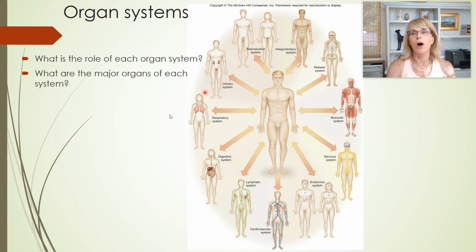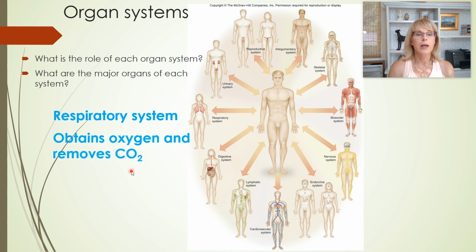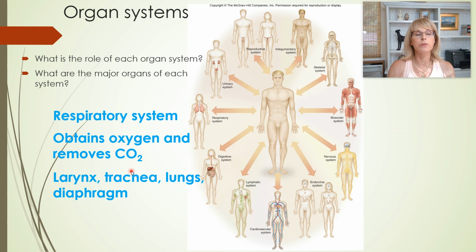So make sure you know all of these organ systems and the major organs of each organ system. For example, the respiratory system. What is its job? It obtains oxygen and allows us to exhale or get rid of carbon dioxide. Someone else might say gas exchange, right? And major organs, the larynx, the trachea, the lungs, and the diaphragm. Alrighty? So make sure you know.